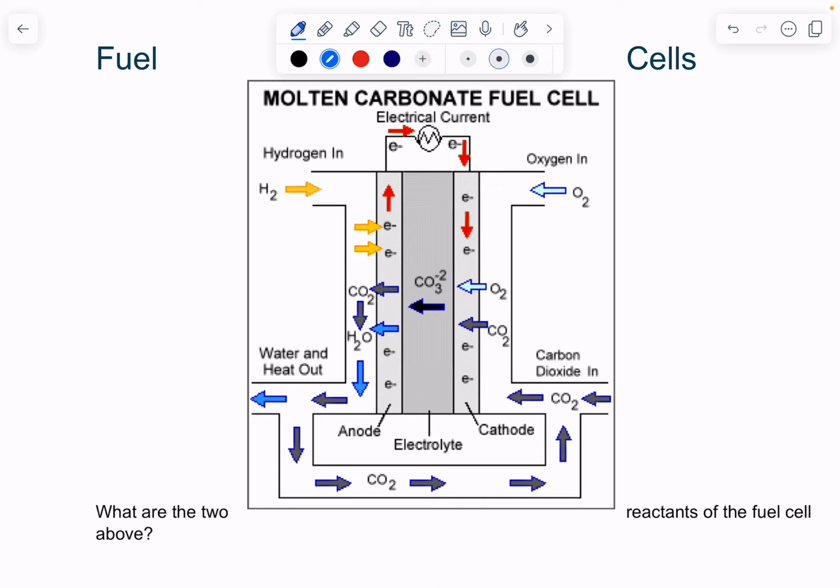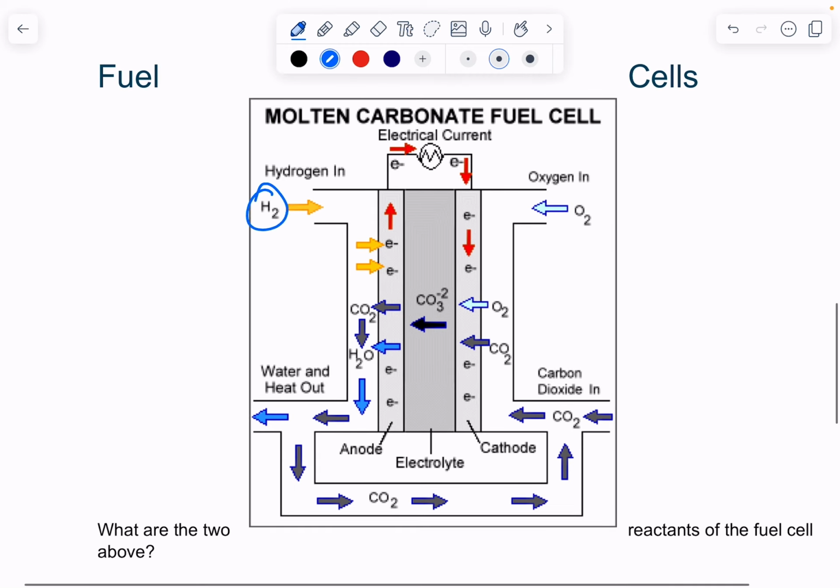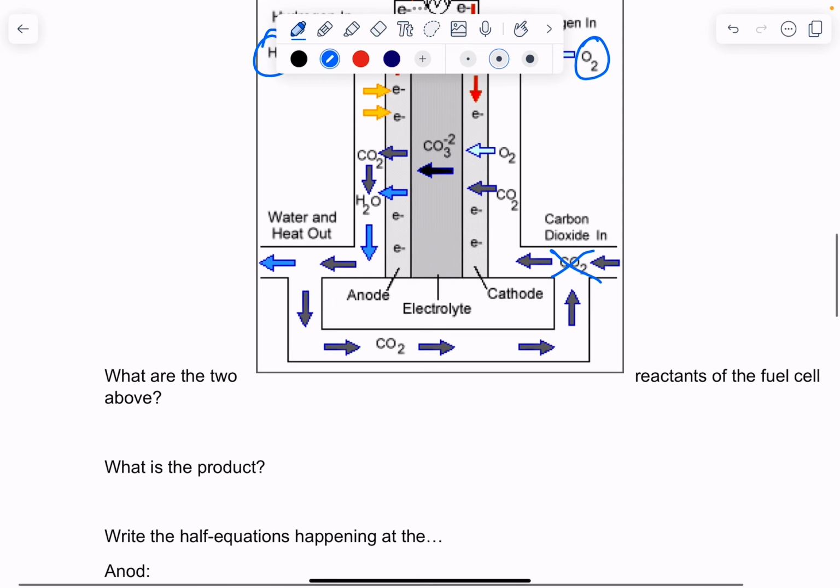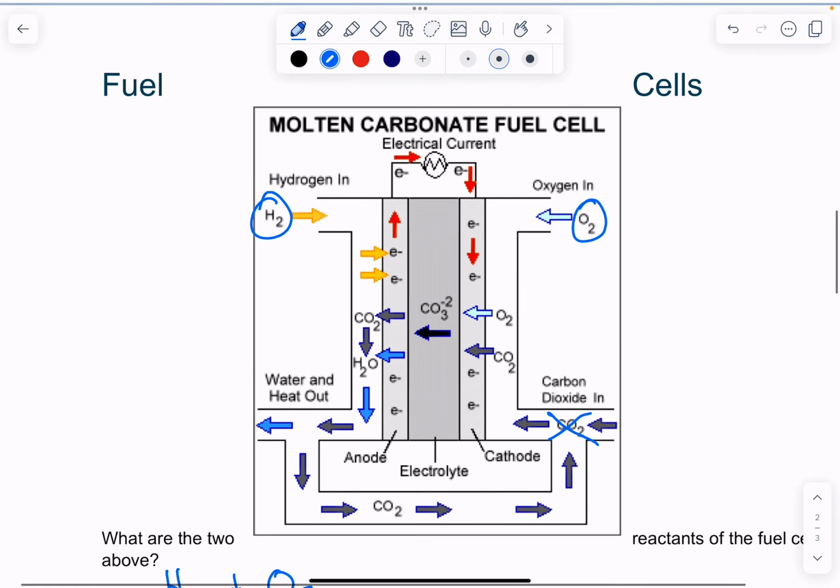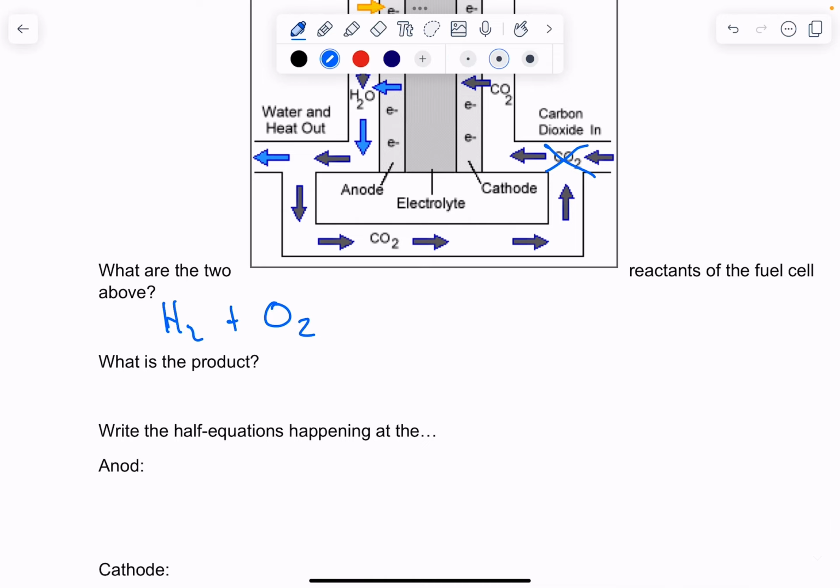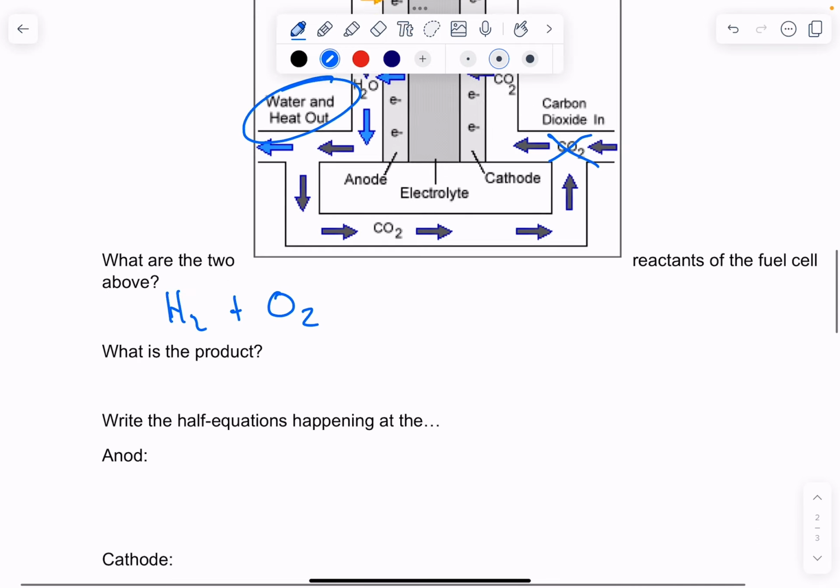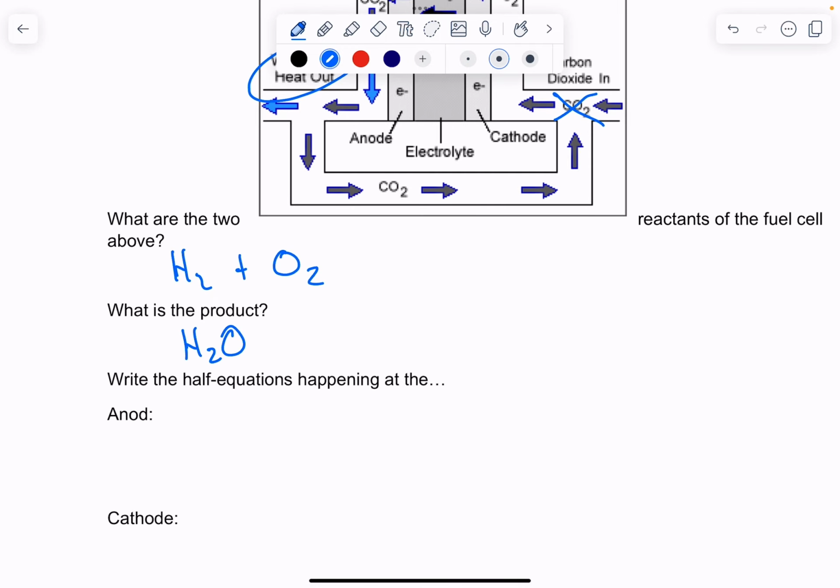To answer the question, what are the 2 reactants of the fuel cell above? Hydrogen, oxygen, not carbon dioxide. When we look at the overall equation, it becomes pretty clear why. However, these are our 2 reactants, so let's write them here. What's the product in the next question? The only thing that's coming out of this fuel cell is water and heat. Of course, heat is not a chemical, so we just write water.